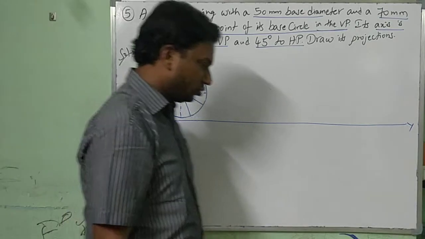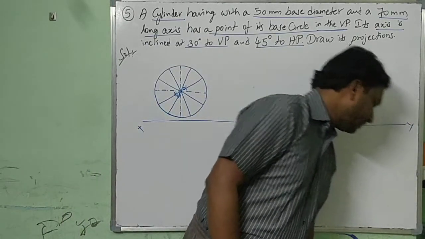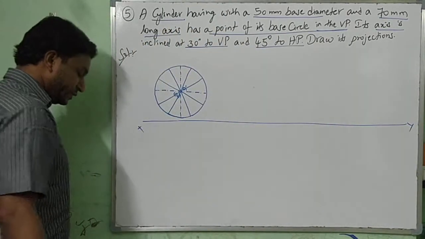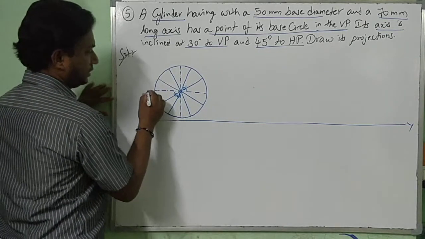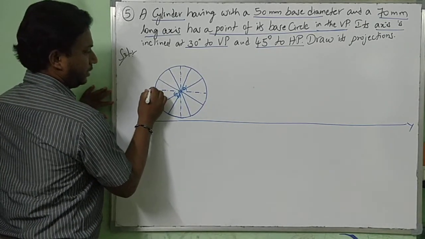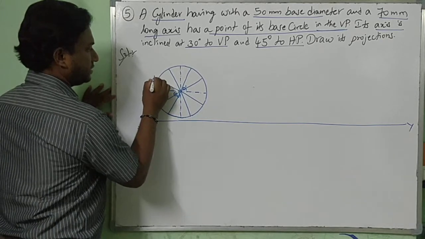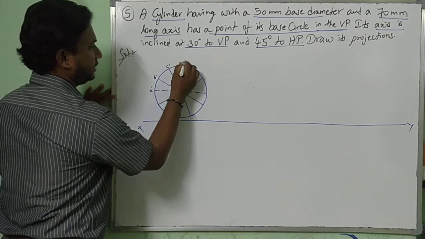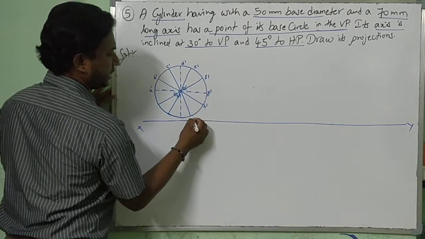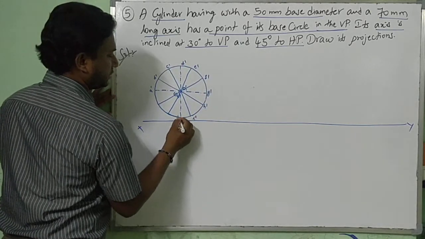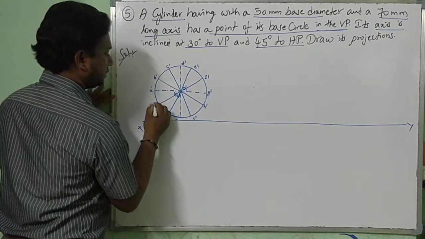Divide the circle into 12 equal parts. Now see, numbering is very important because there will be many numbers. If I start from here, A dash, clockwise direction, B dash, C dash, D dash, E dash, F dash, G dash, H dash, I dash, J dash, K dash, L dash.